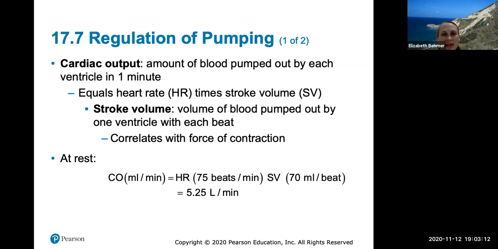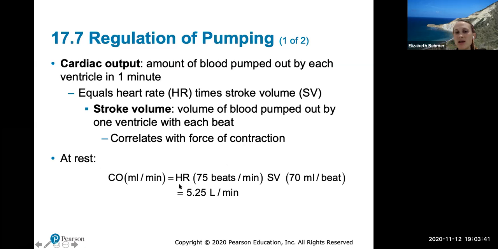The cardiac output is the amount of blood pumped out by each ventricle in 1 minute. And it's important to understand cardiac output because this is a number to assess the ability of the heart to pump blood. The cardiac output is equal to the heart rate times the stroke volume. And the stroke volume is just the volume of blood pumped out by one ventricle with each beat. And it will correlate with the force of contraction.